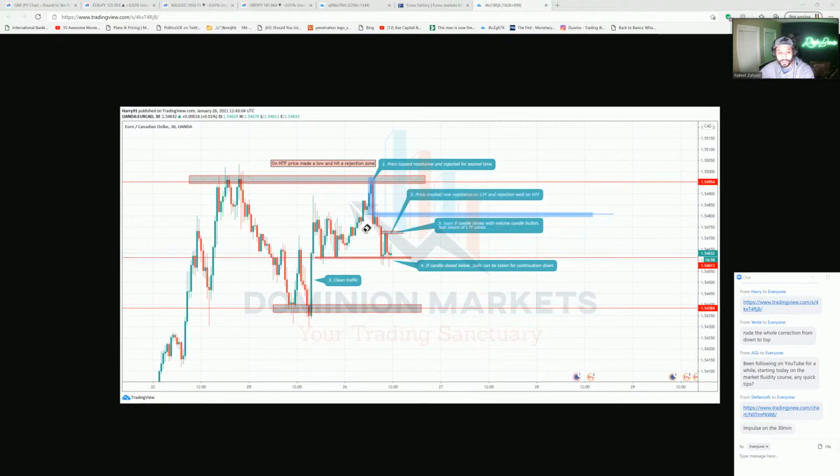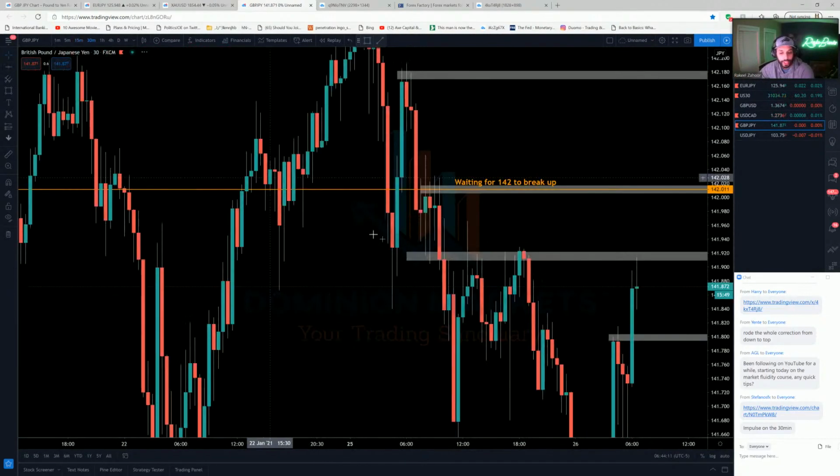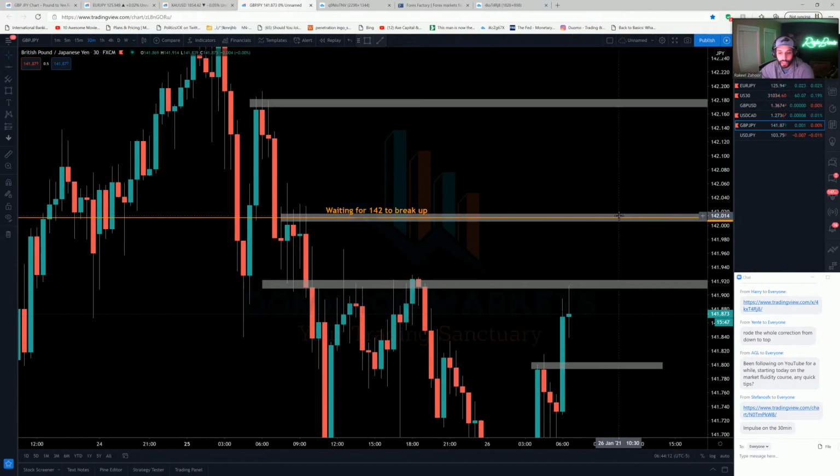Something like this is happening on pound yen here as well. If you look at pound yen, the same thing is over here too. If you look at the 30-minute time frame, we'll have to wait for price to break above 142 to continue up.